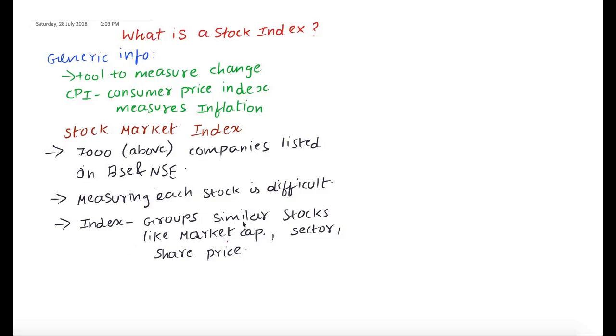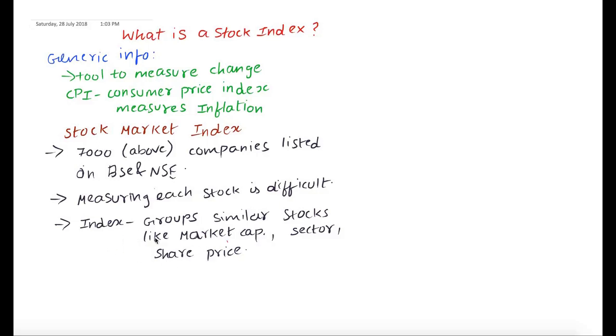Another way of grouping stocks is market capital. If there is a company X whose market capital is 10,000 rupees, and another company Y whose market capital is also 10,000 rupees, these two companies are grouped and the index value is found for them. Another approach is share price. They group stocks whose share prices are very similar. For example, if company X's share price is 100 rupees and company Y's share price is 100 rupees, they group those shares and find the index value.